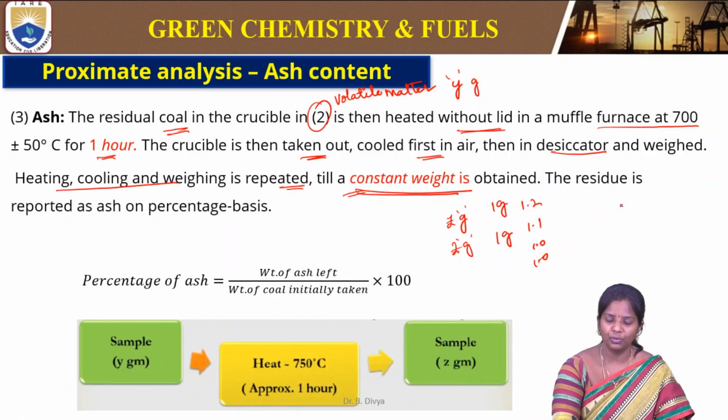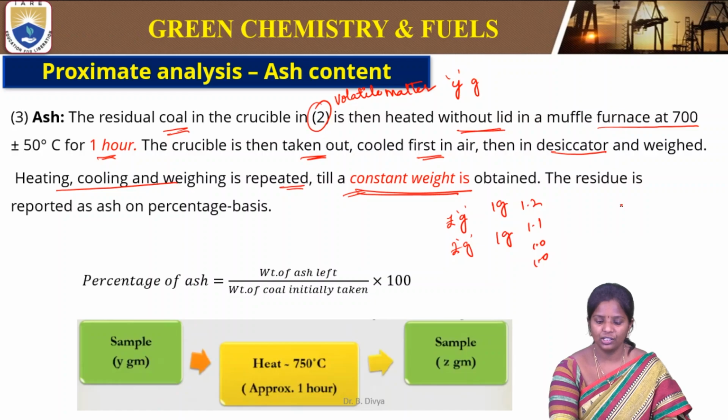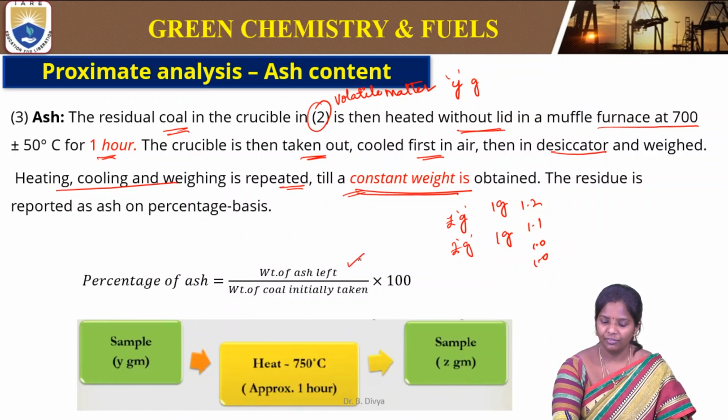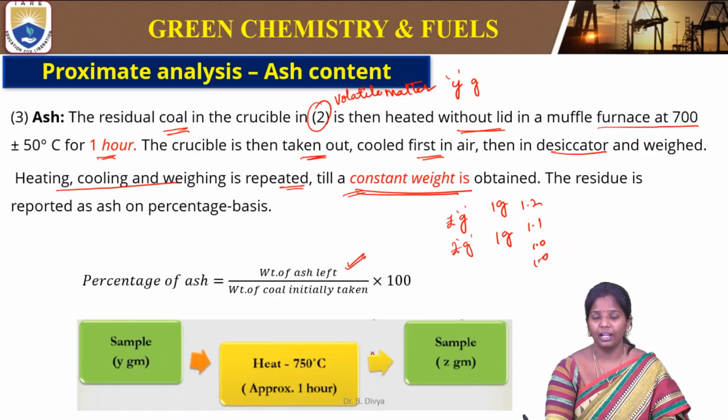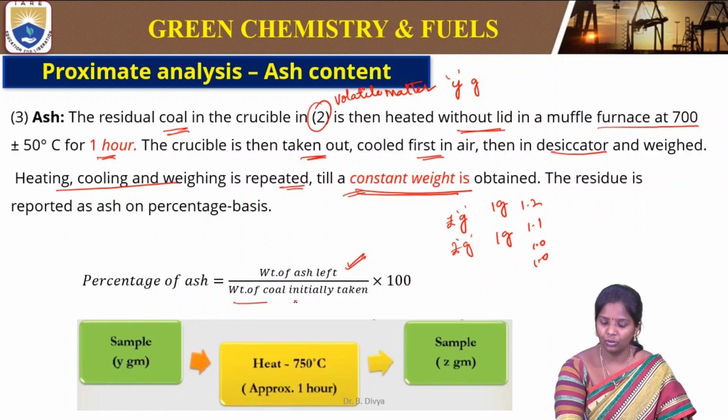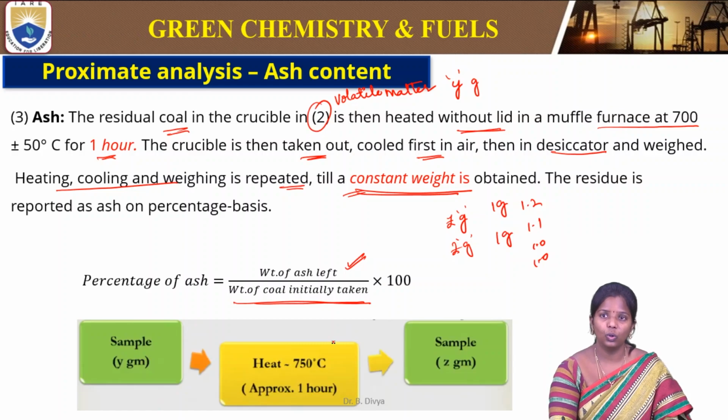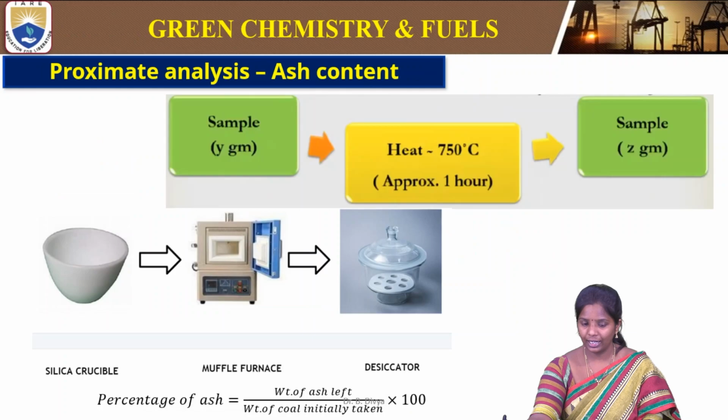The residue is reported finally as ash percentage. So the weight of ash left over divided by the weight of the coal taken initially, that is the initial coal weight, into 100. That will give the ash content.